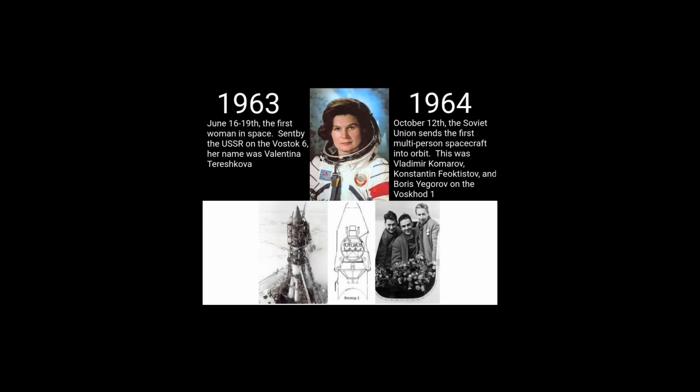On June 16th through 19th of 1963, the first woman was sent into space. The USSR sent her on the Vostok 6. Her name was Valentina Tereshkova. On October 12, 1964, the Soviet Union sends the first multi-person spacecraft into orbit. This was Vladimir Komarov, Konstantin Fyodorov, and Boris Yegorov on the Voskhod 1.